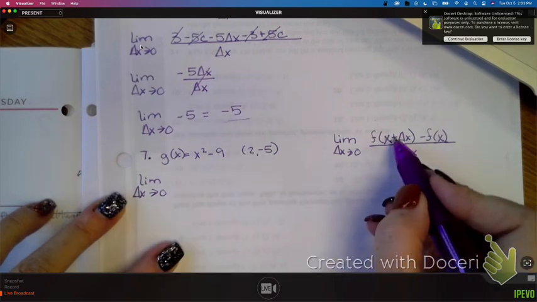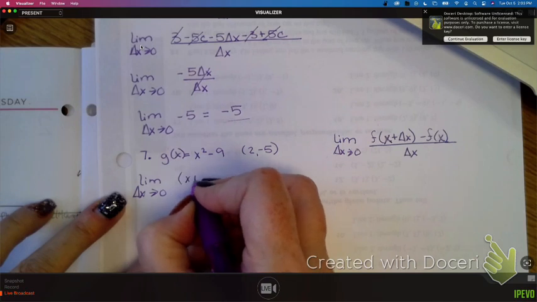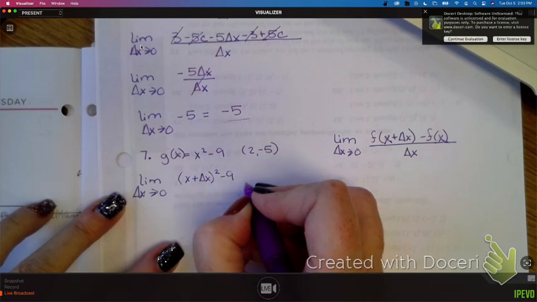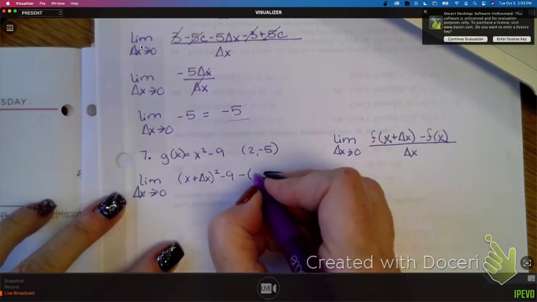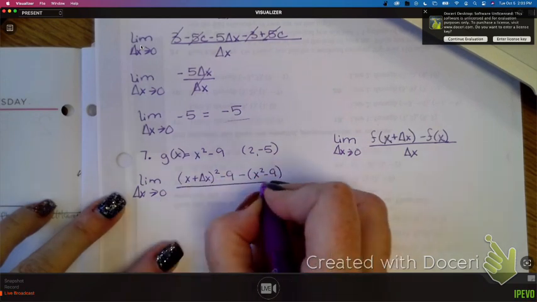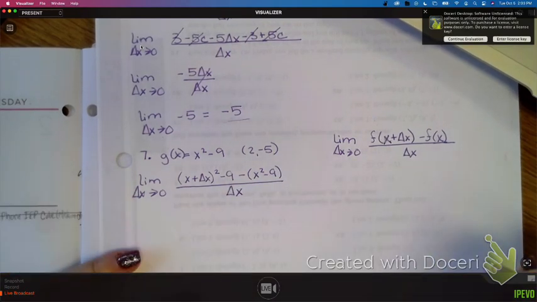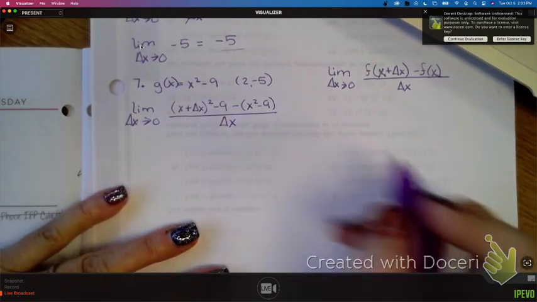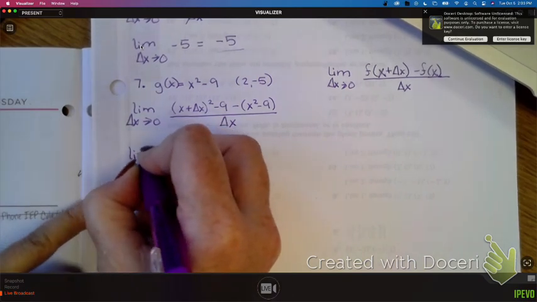Now this x plus the change of x goes in for the x squared. So x plus change of x squared minus 9, minus x squared minus 9, all over change of x. So now what am I going to do? Multiply it out. You're going to FOIL this out, right? Yeah. So you do it and I do it. We better get the same thing, right?